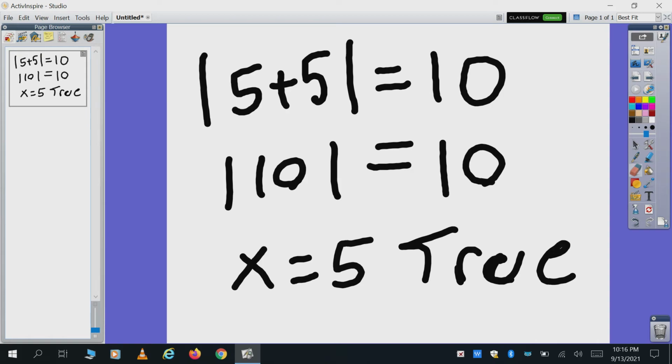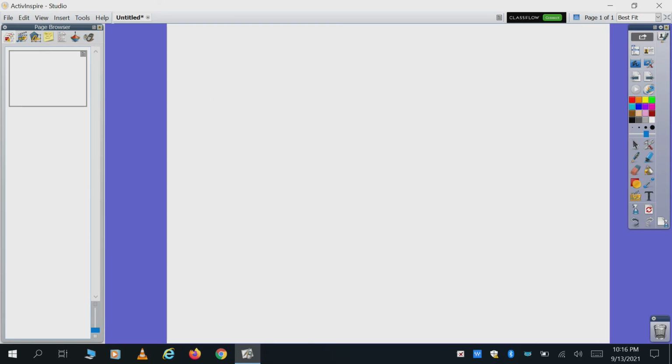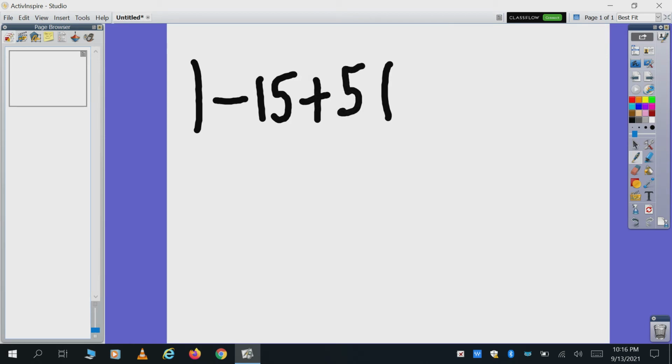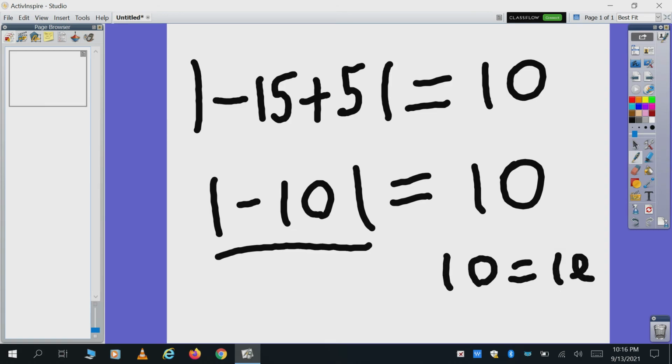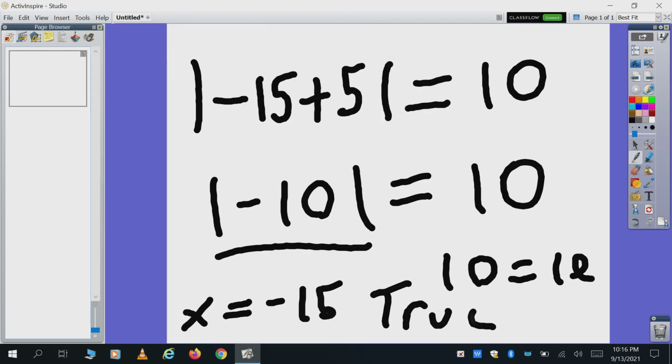Now let's try the other value that we got. We got negative 15. X is equal to negative 15. So I'm going to have my absolute value of negative 15 plus 5, correct? It's going to equal 10. Now, negative 15 plus 5 is going to equal negative 10. But like we said before, whatever is inside an absolute value is going to turn into a positive. So basically we have 10 is equal to 10. So it is true that x equal to negative 15 is also true for the statement above.